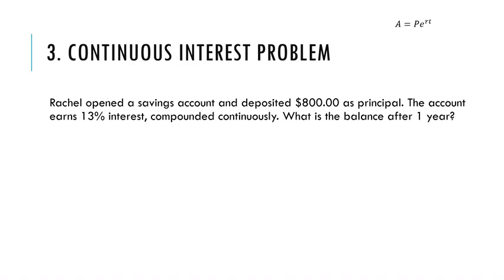Let's plug in our stuff. So A equals 800 times e, what we call a natural logarithm base, raised to the 0.13 times 1. So hit your e button. It's waiting for the exponent. Do a left parenthesis, 0.13 times 1, right parenthesis. When you punch that all in with that 800, you'll get $911.06. So after 1 year, you've earned about $111. Not bad, just by letting your money sit there.